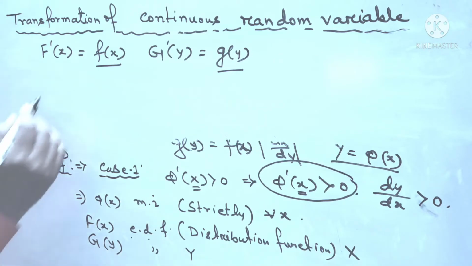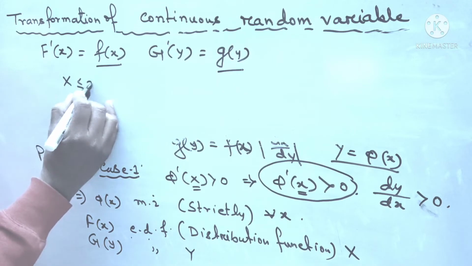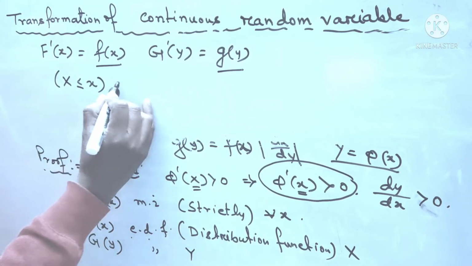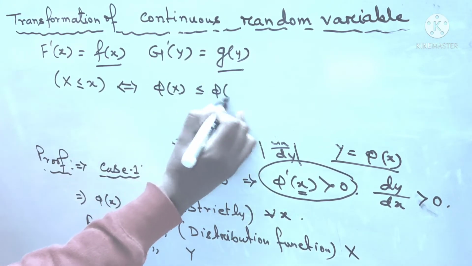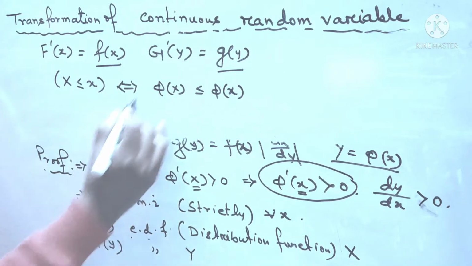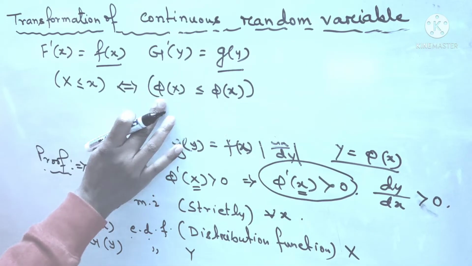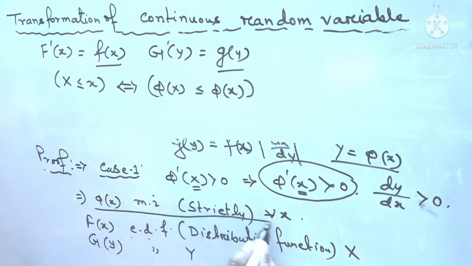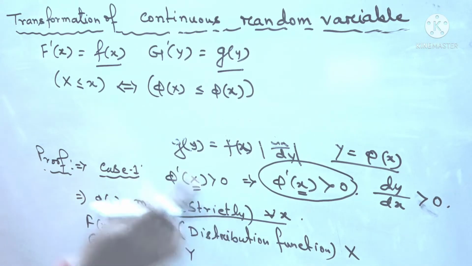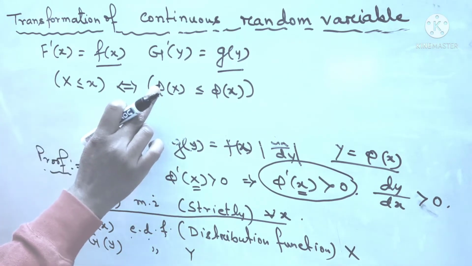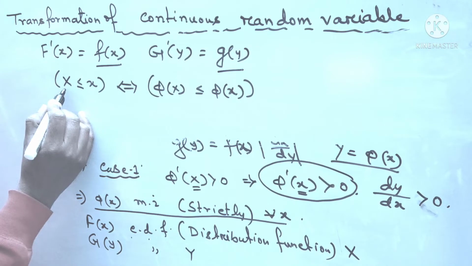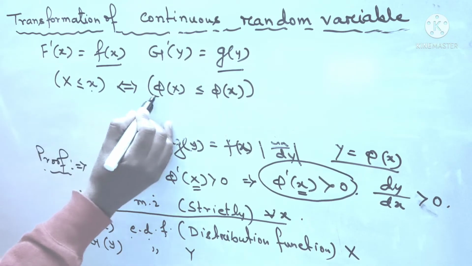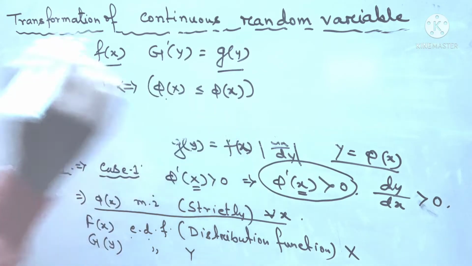Now capital X less than or equal to small x implies and is implied by phi of capital X less than or equal to phi of small x, because phi is a monotonic or strictly monotonic increasing function, and the definition of a monotonic increasing function is x1 less than or equal to x2 implies and is implied by phi of x1 less than or equal to phi of x2. So capital X less than or equal to small x implies and is implied by phi of X less than or equal to phi of x.